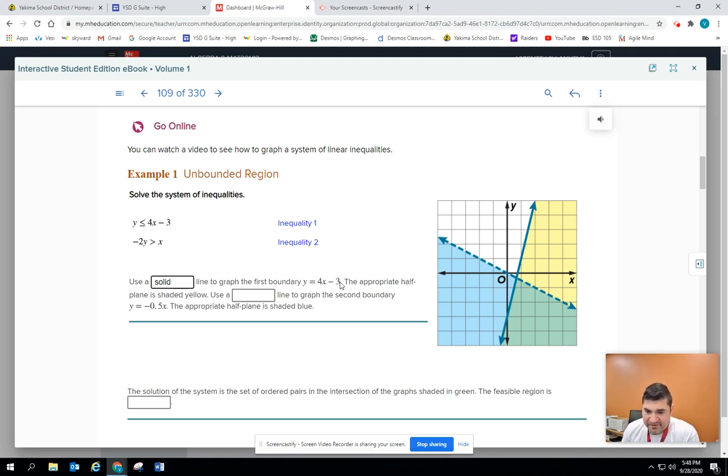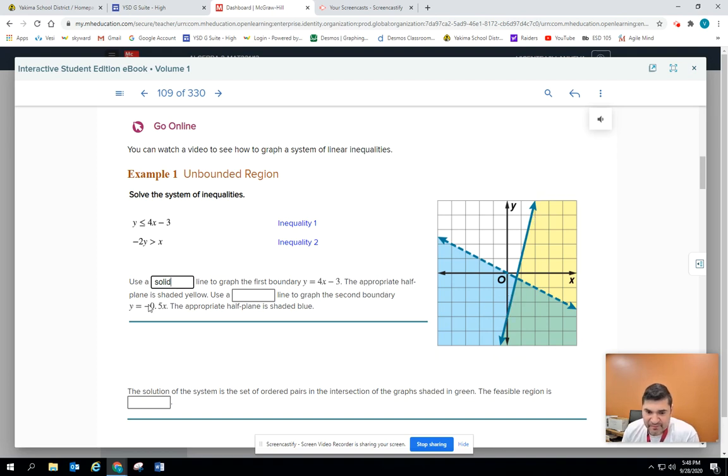So use the solid line to graph the first boundary, y equals 4x minus 3. And as you all know, this right here is our y-intercept at -3. So 1, 2, 3, here's our -3. And our slope is 4, which means we go up 4, 1, 2, 3, 4, and over 1. So this is our 4x, our y equals 4x minus 3.